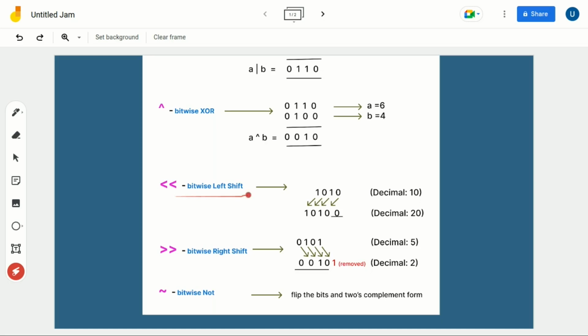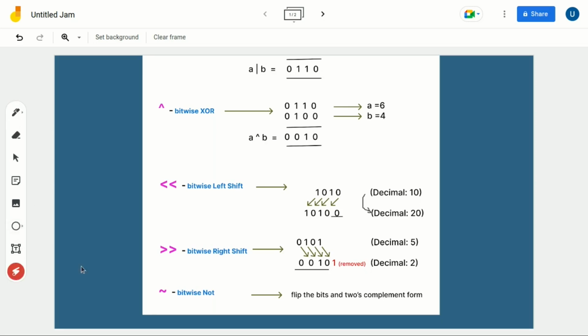The bitwise left shift moves the operand to the left side. Then the place of the rightmost bit is filled by 0. Now it doubles the decimal value. So the decimal 10 became decimal 20.